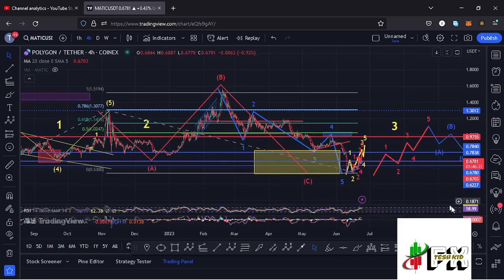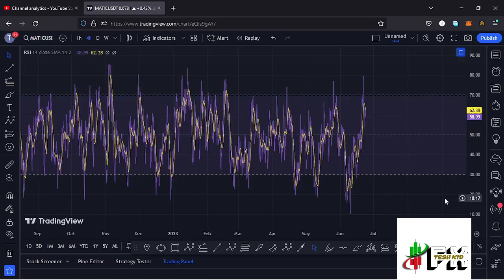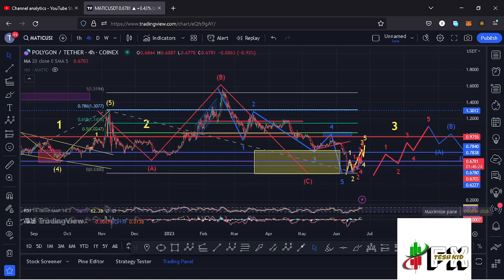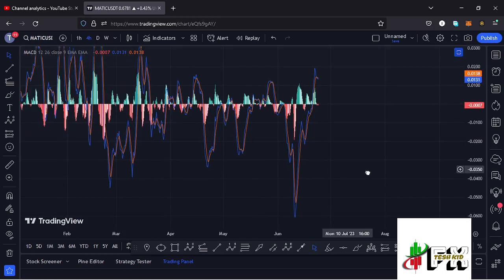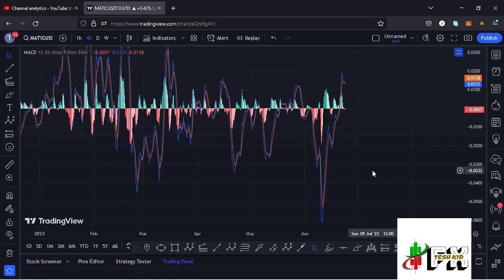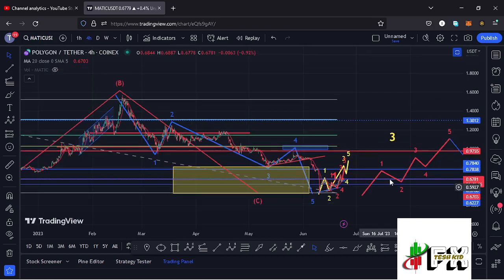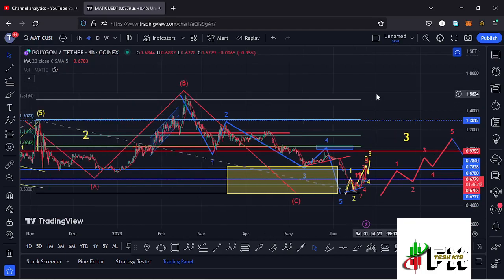Also taking a look at the indicators, on the RSI we are trading at around the 62 mark. Also taking a look at the MACD, we have printed a bearish cross, which is still suggesting a little bit of a breakdown on the charts. So let's be patient and see how that plays out, and I'll be keeping you updated.